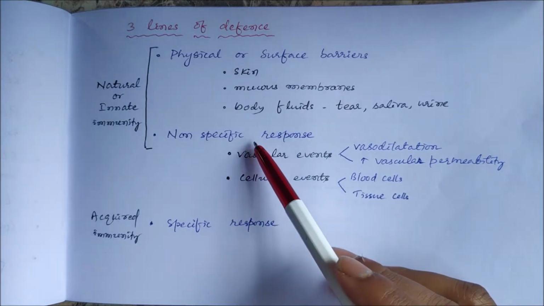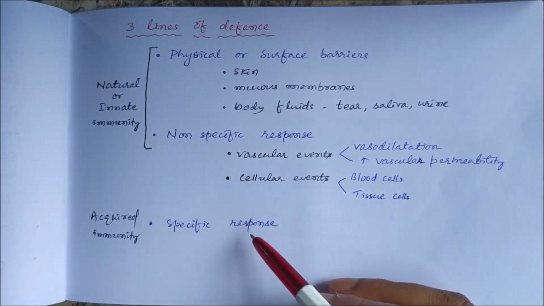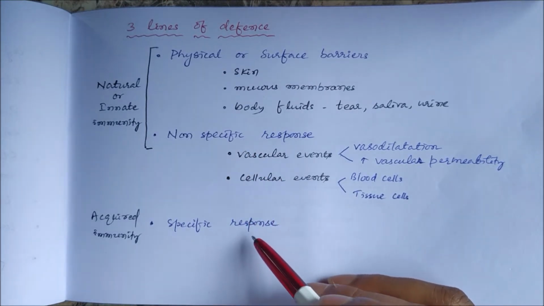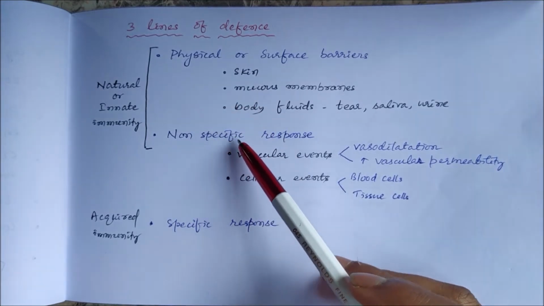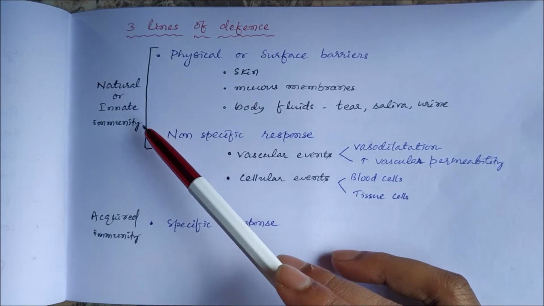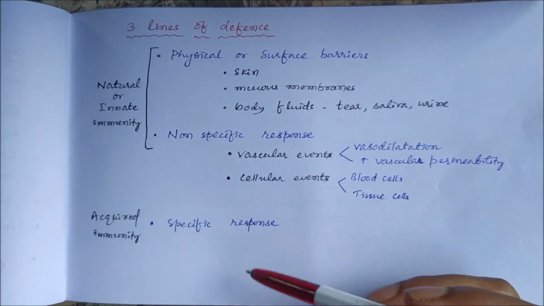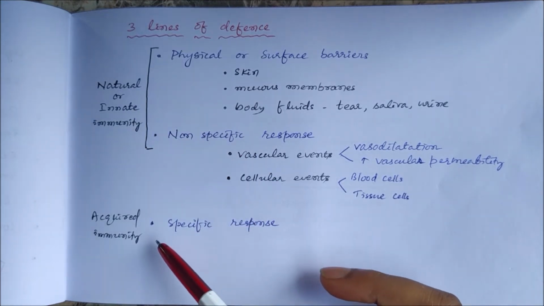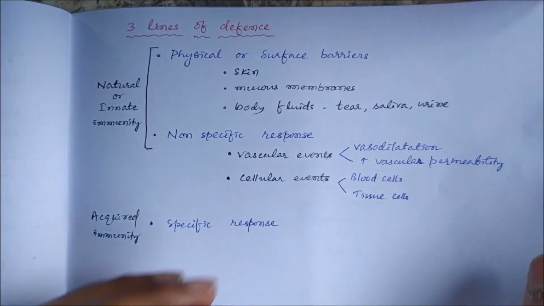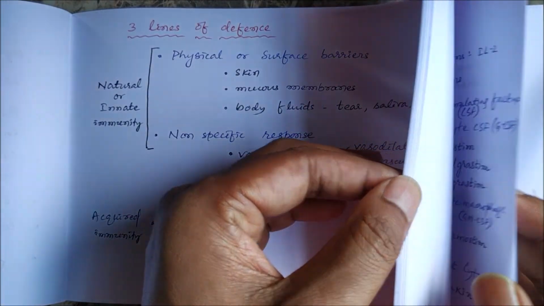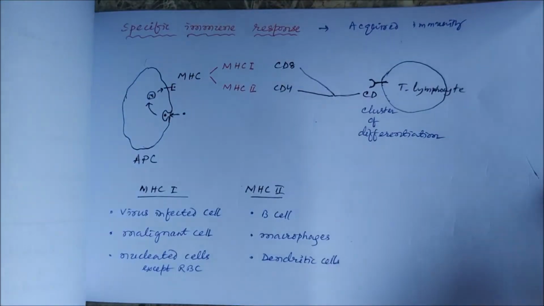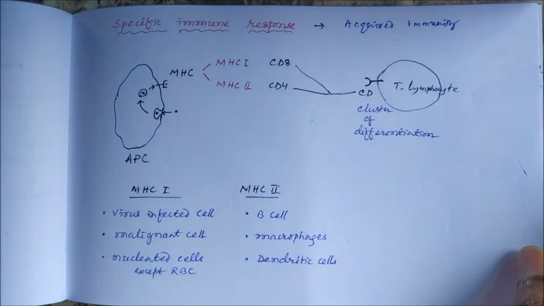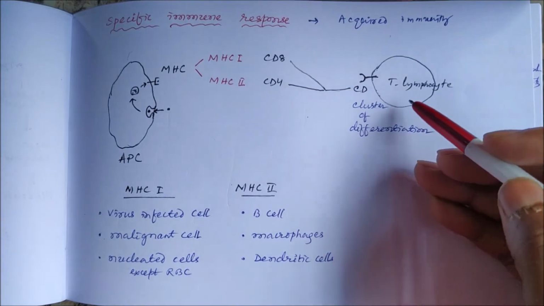If the non-specific response is not sufficient, then comes the specific response. So the physical barriers and the non-specific response provide the natural or innate immunity, whereas the specific response provides the acquired immunity. So in the specific response, there is a role of the T lymphocytes.